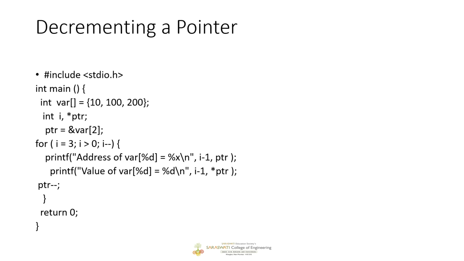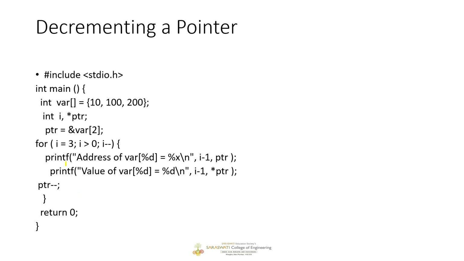Okay. Now coming to decrementing a pointer. Decrementing a pointer is exactly the same as incrementing a pointer, just it works in the reverse manner. Instead of moving from the first element to the second element to the third element, it will start from any of the elements and move towards the lower index value. So if we start from index value 2 and we do ptr minus minus, it will point to index value 1. If again I do ptr minus minus, it will point to index value 0.